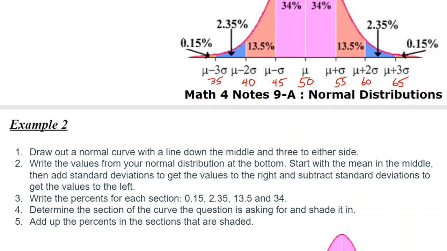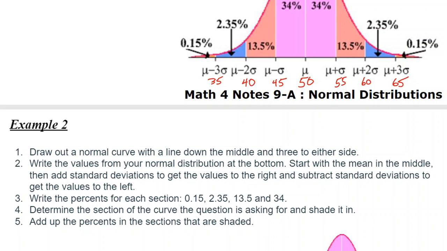And so when we write the percents, the 0.15 and the 2.35 and so on, we can determine which part of the graph they're asking for. For instance, if these are test scores of some sort, what percentage of scores are going to fall between 50 and 60? And that would be the 34 here and the 13.5 here.